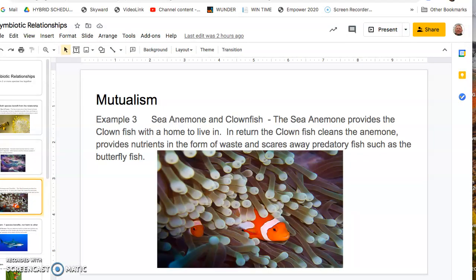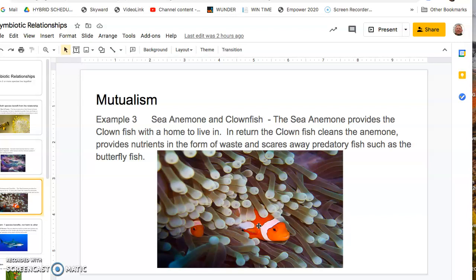Example three, the mutualism is the sea anemone and the clownfish. Here, the sea anemone provides the clownfish with a habitat, a home, and protection, because the sea anemone is one of those things that we learned about, a cnidarian, which has stinging cells, and the clownfish has a thick layer of mucus on itself that protects it from the stinging cells of the sea anemone.